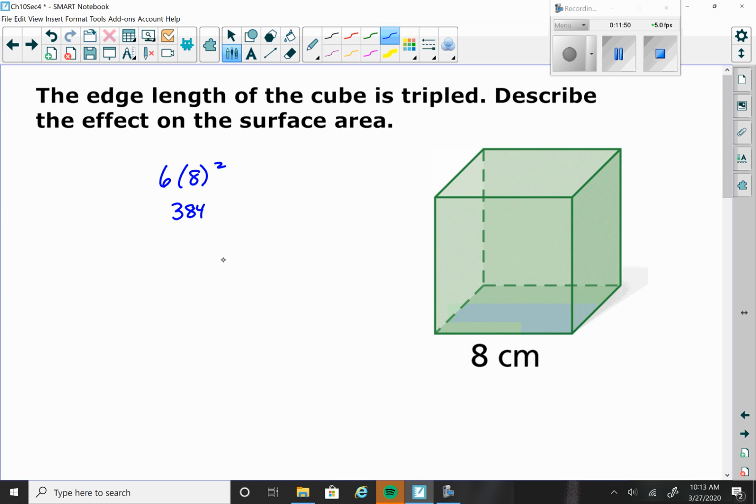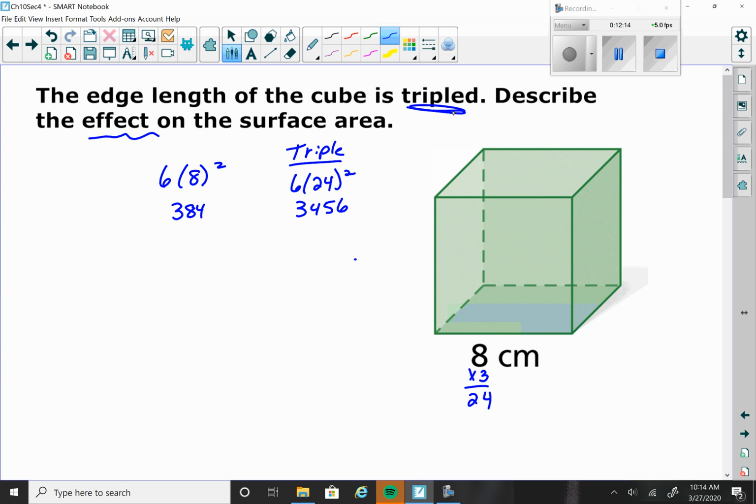That's my given cube. Now, if I triple the side lengths, right? If I triple them, 8 tripled, 8 times 3 is 24. So then I could say my new surface area is 6 times 24 squared. Plug that into your calculator. You should come up with a surface area of 3456.